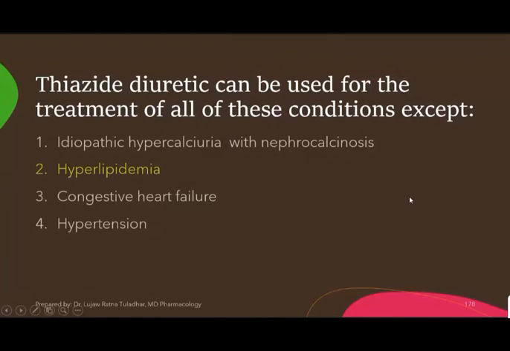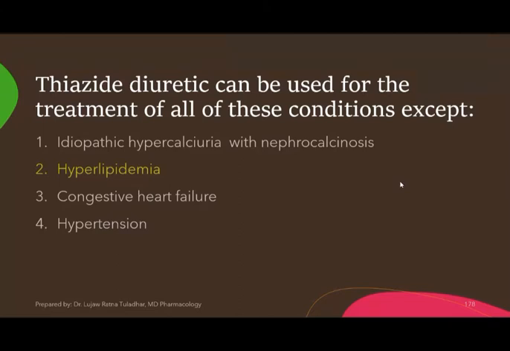And for this, the answer is hyperlipidemia. Why are thiazides not used for hyperlipidemia cases? Now, first of all, we'll see what thiazide is. Thiazide is a diuretic. It decreases the volume of blood.